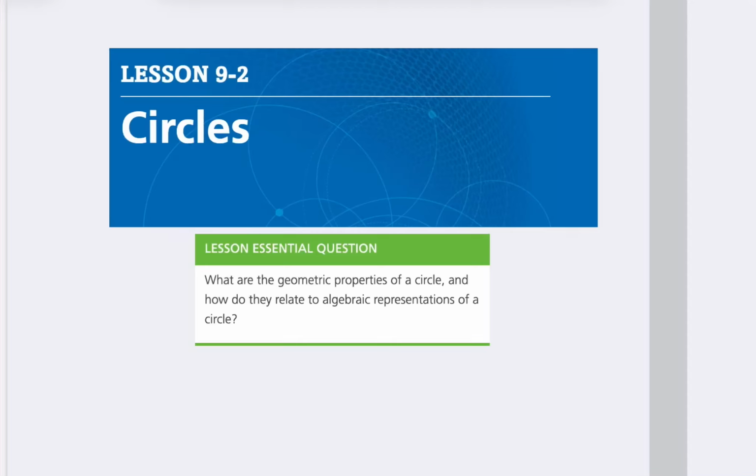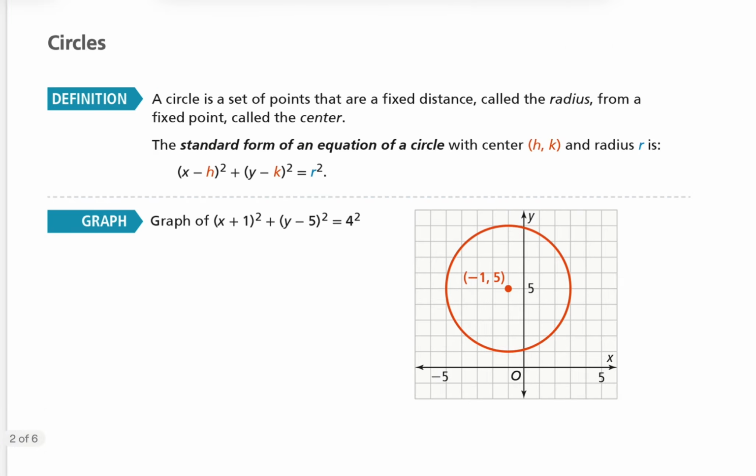This is lesson 9.2, which is about circles. Our essential question is, what are the geometric properties of a circle and how do they relate to algebraic representations of a circle? So circles are another conic section.